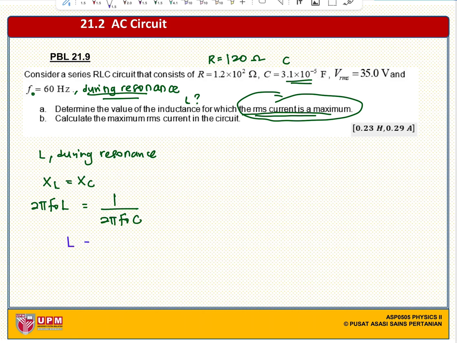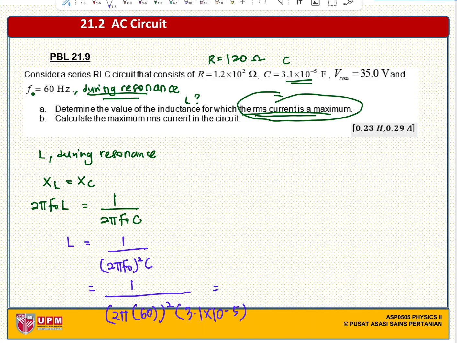So we want this part only. Rearrange this value and you will get 1 over 2 pi F0 square times C. So 1 divided by 2 pi, your F0 is 60, so we square it, then multiply by C, which is 3.1 times 10 to the negative 5. You will get your L equal to 0.23 Henry. Right? That is A, and now B.